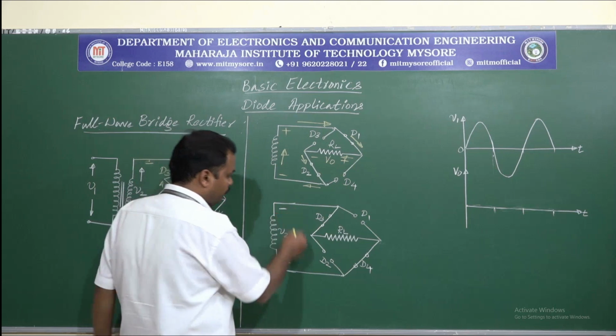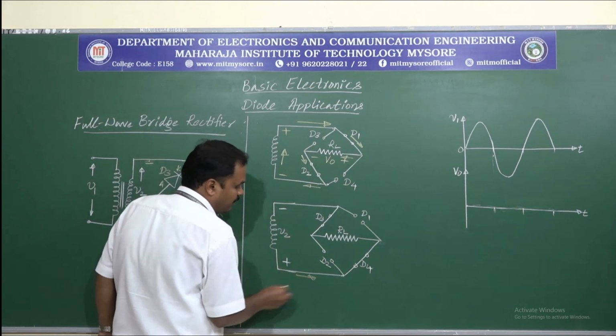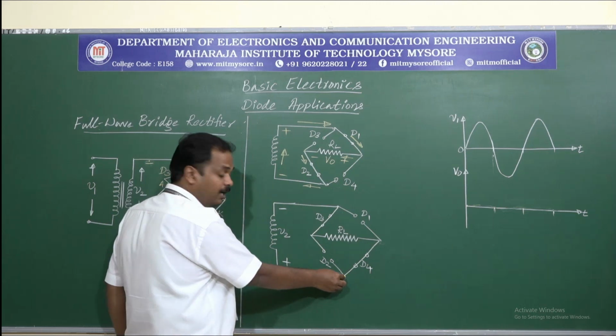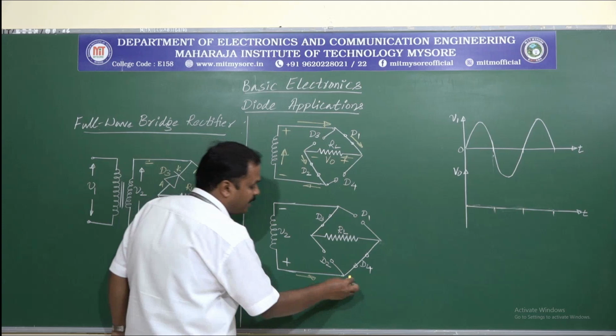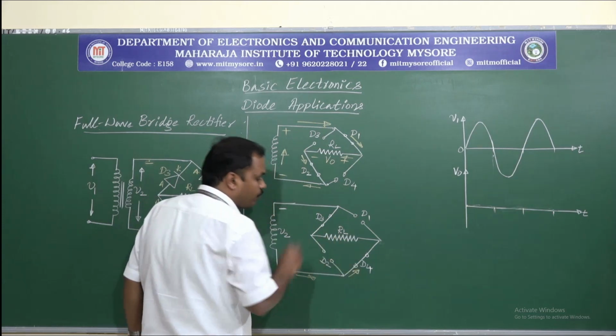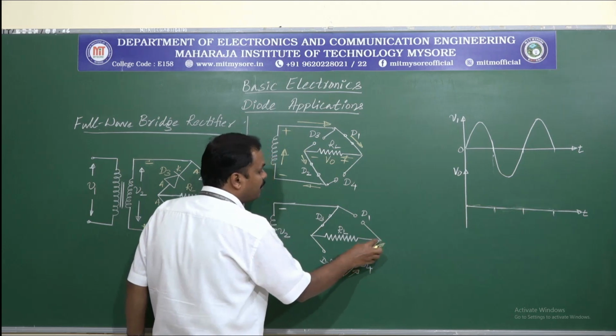So now because of this arrangement, current will be flowing in this direction. When it comes to this particular node, again 2 paths we have, this is an open path, this is a closed path. So current flows like this through D4 and comes to this particular node.